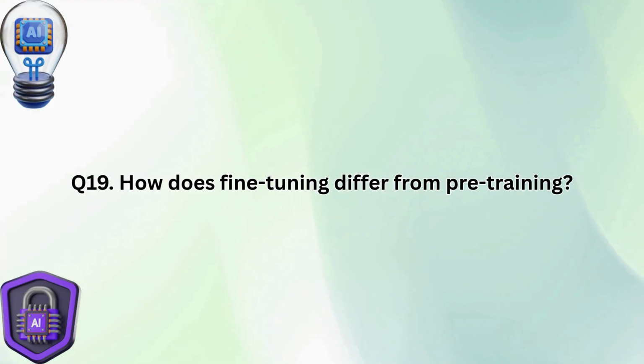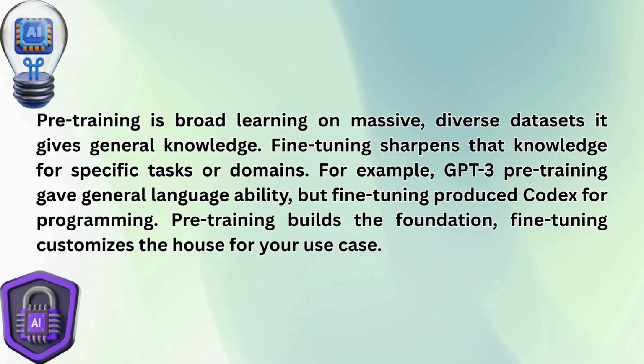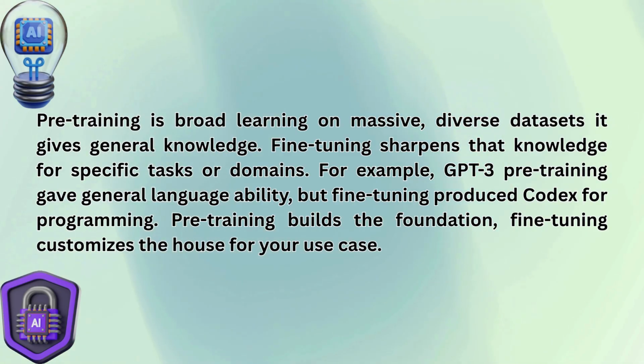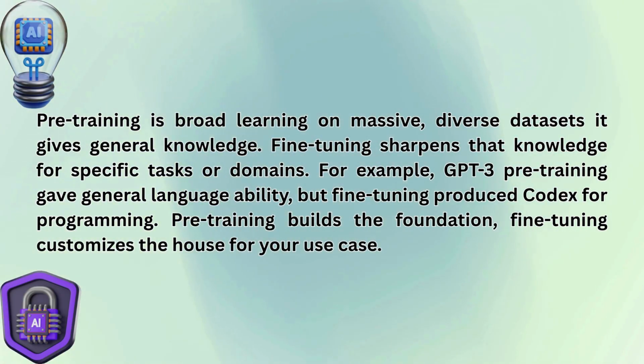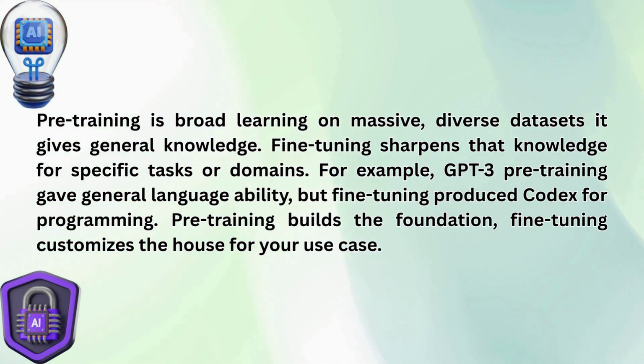How does fine-tuning differ from pre-training? Pre-training is broad learning on massive, diverse datasets. It gives general knowledge. Fine-tuning sharpens that knowledge for specific tasks or domains. For example, GPT-3 pre-training gave general language ability, but fine-tuning produced Codex for programming. Pre-training builds the foundation. Fine-tuning customizes the house for your use case.